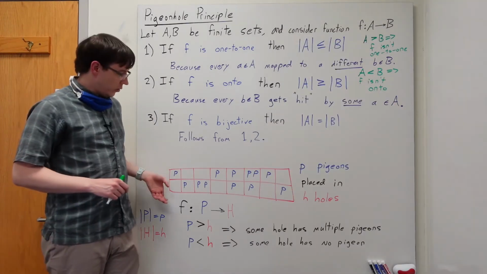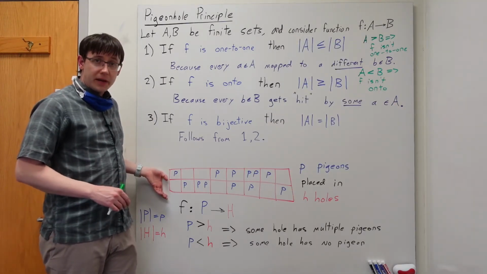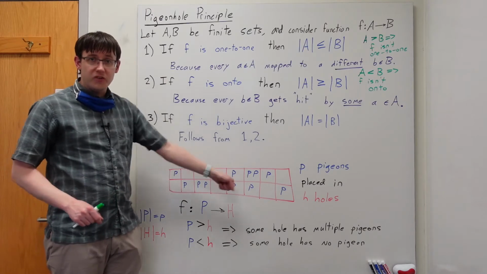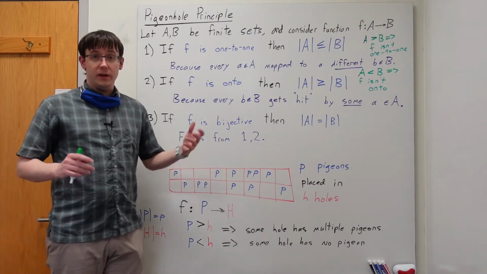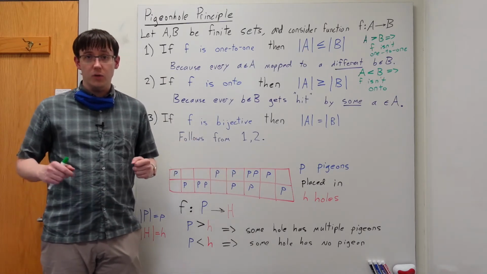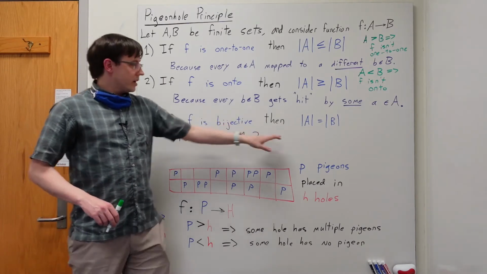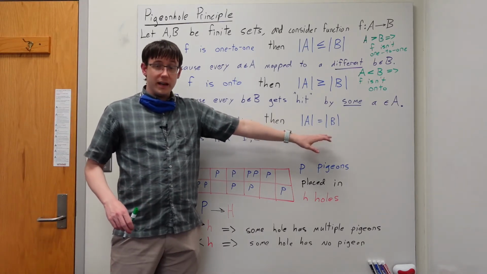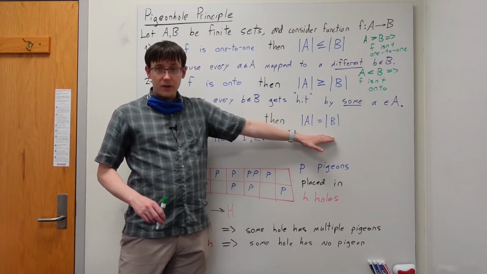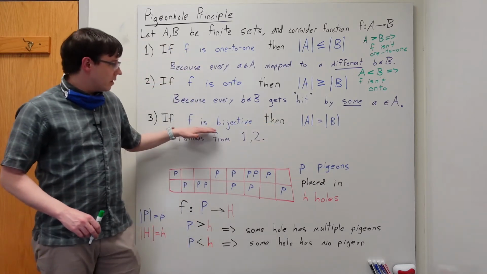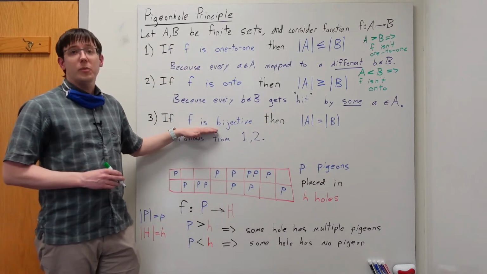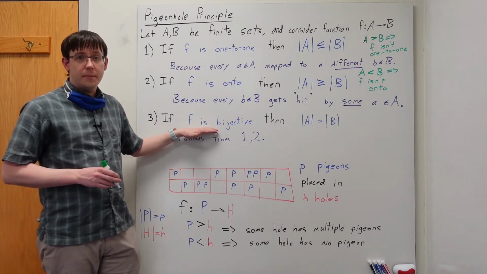And similarly, the only way that we could have a bijective mapping that is exactly one pigeon in every hole is if the number of pigeons and holes is equal. And so for completeness, the contrapositive of this statement is that if the sets are not of equal cardinality, then there cannot be a bijective function between them.